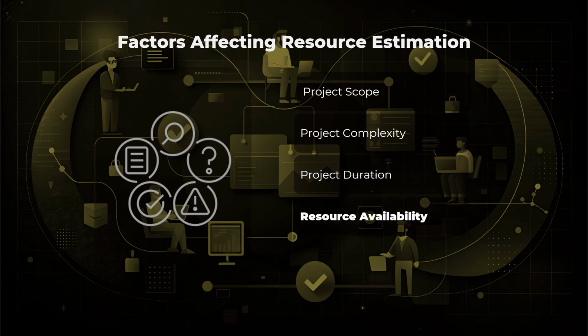Resource availability. The availability of resources, including human resources, equipment, materials, and funding, significantly impacts resource estimation. Limited availability of critical resources can lead to project delays, increased costs, or compromised quality. Project managers must consider resource availability constraints when estimating resources and develop strategies to address shortages or fluctuations in availability.